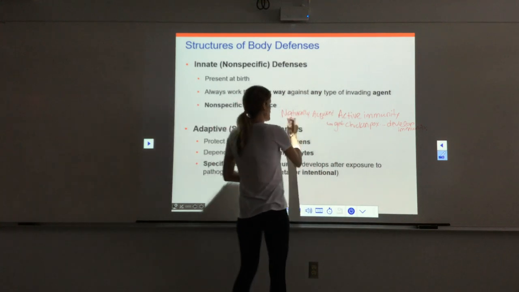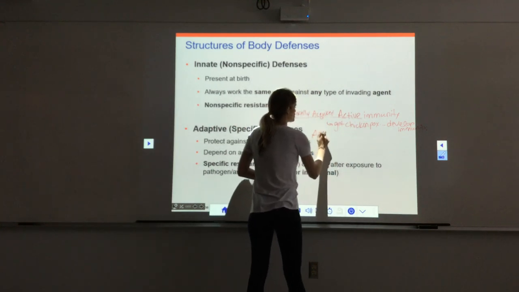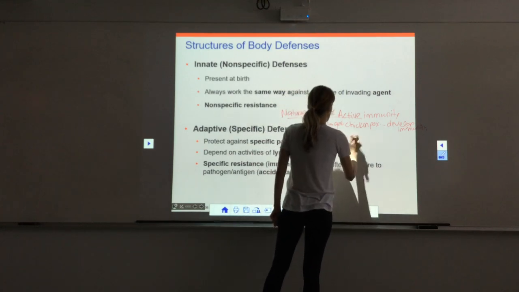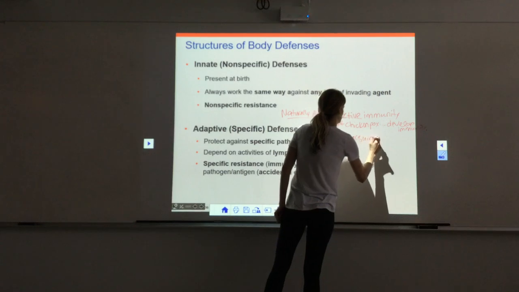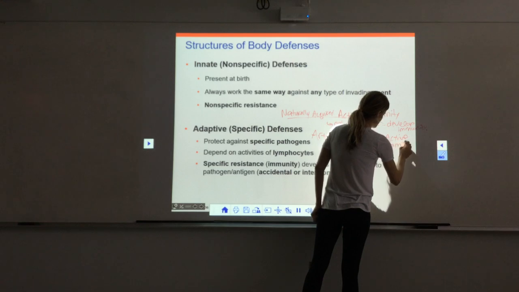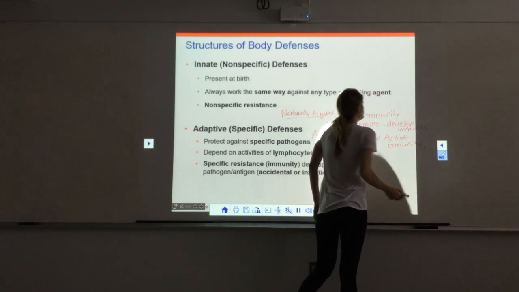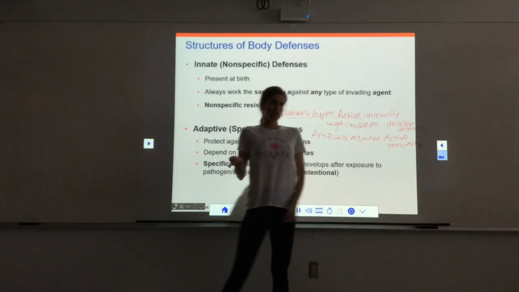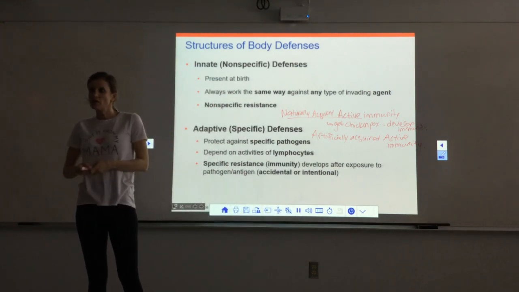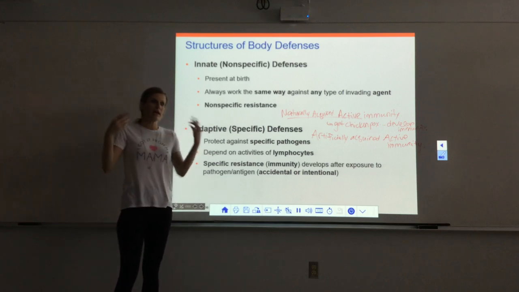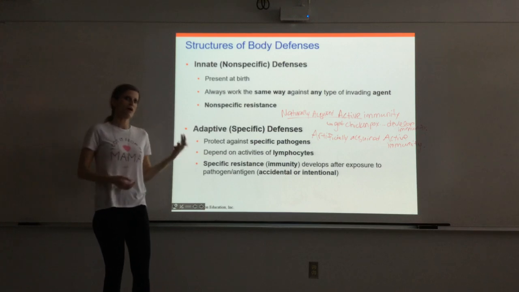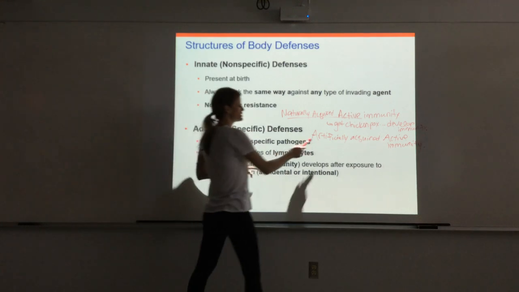We can also have artificially acquired active immunity. So this is active immunity. This means that your body is going through the process, right? You see an antigen, your B cells and T cells get activated, they divide, they make memory cells, you remember that antigen so you know how to fight it. But this is artificially acquired.